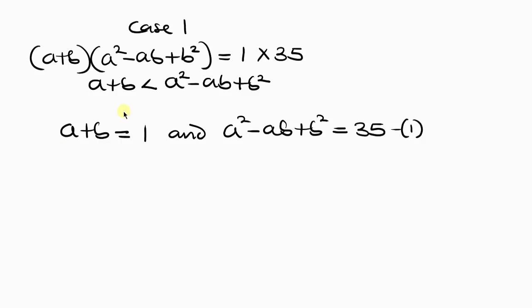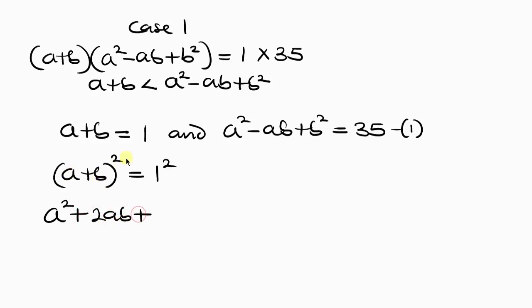So how do I get equation 2? I'll get equation 2 from here by taking the square of both sides. So I'll take the square of a plus b, which is the left-hand side. I'll also take the square of 1. And now expanding the left-hand side, we have a squared plus 2 times a times b, which gives 2ab, and then plus b squared. Very good. Equal to the right-hand side, 1 squared is 1. So this is equation 2.